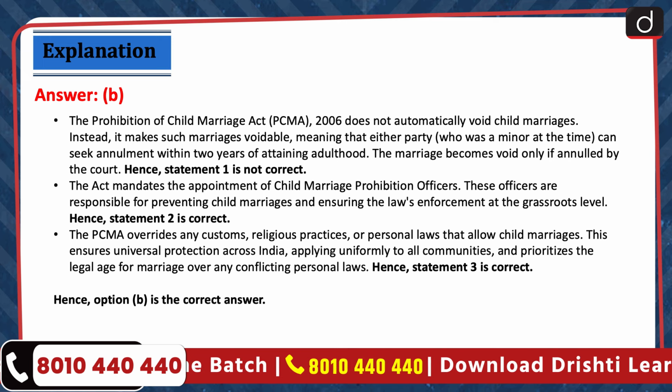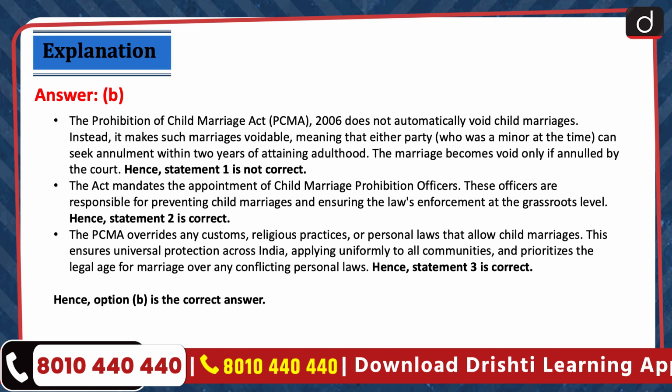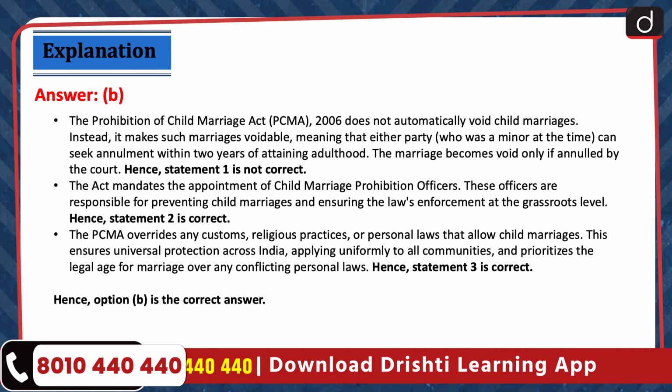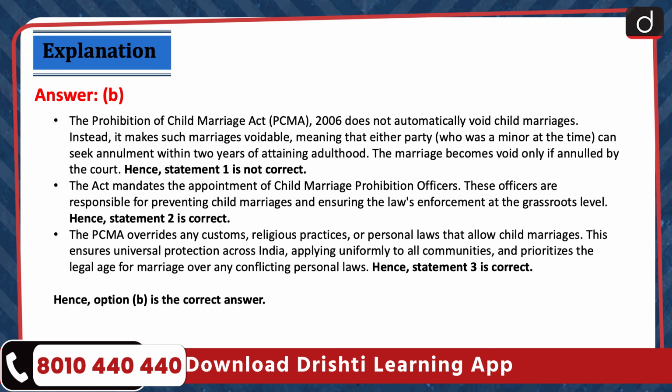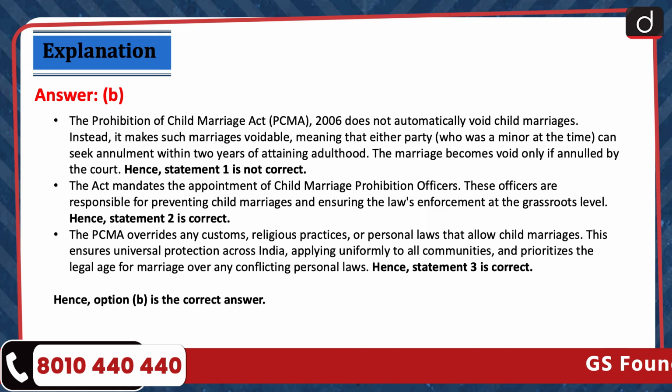The PCMA overrides any customs, religious practices, or personal laws that allow child marriages. This ensures universal protection across India, applying uniformly to all communities, and prioritizes the legal age for marriage over any conflicting personal laws. Hence, statement 3 is correct. Hence, option B is the correct answer.